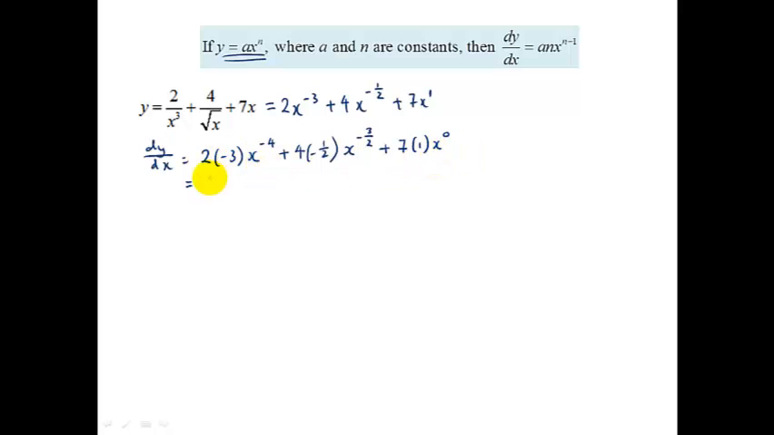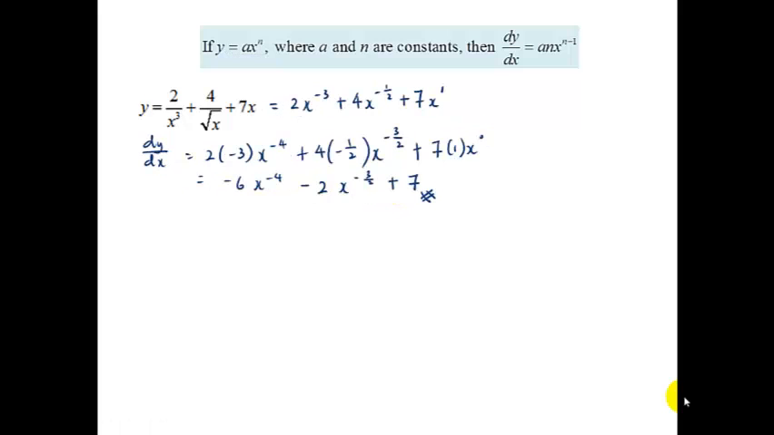Now let's tidy all these up. 2 times minus 3, 4 times minus half, 7 times 1, and x power 0 is equal to 1. So we are left with just 7. So this is my first answer for dy/dx.